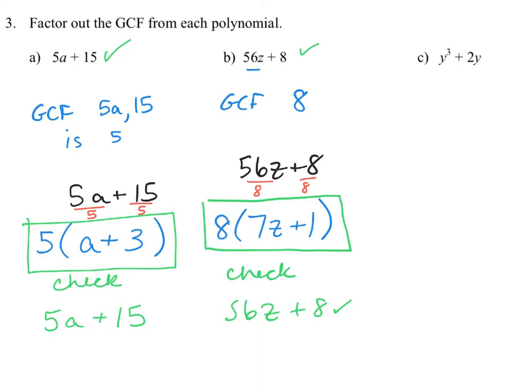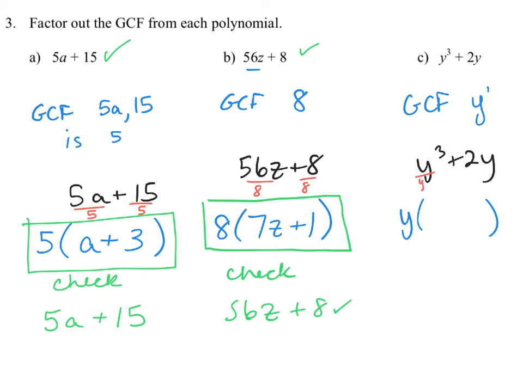In example C, we have y to the third plus 2y. Begin by finding the GCF of y to the third and 2y. They both have a y variable, that's the only thing they have in common, so you take out the least power, the least exponent. The greatest common factor is simply y. We're taking our y to the third plus 2y, and we're going to factor out that GCF of y. When you're factoring it out, it's like you're dividing it by y.